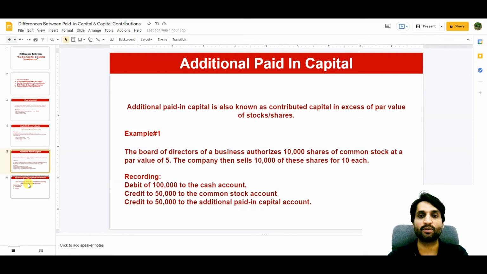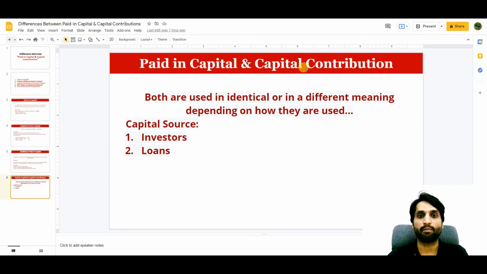Now what is the difference between both of them? Paid-in capital and capital contribution are used either with identical or different meanings depending on how they are used. The capital sources are from investors, from owners, or from loans from different organizations like banks or financial institutions. So this is the concept of capital, additional paid-in capital and capital contribution. I hope guys you understand the concept.